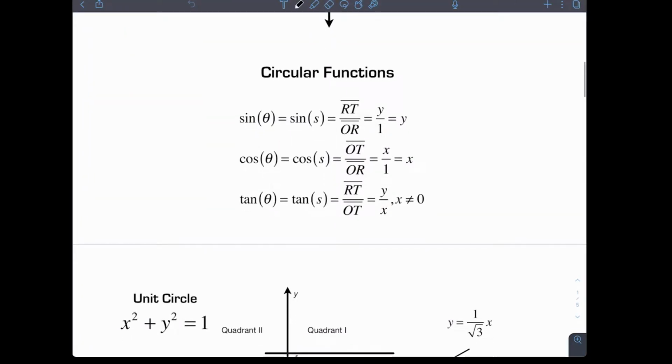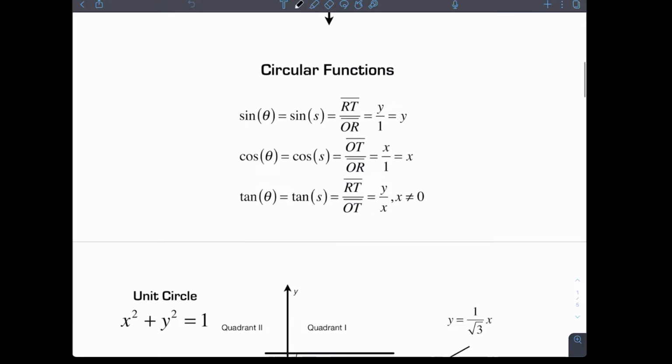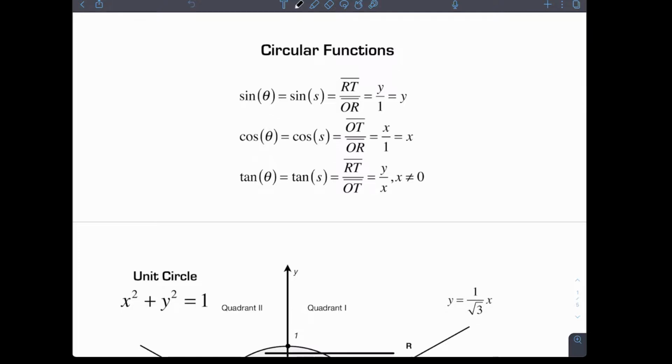And you go, circular functions, yes. So you see these here? What is that called? Circular functions, right?